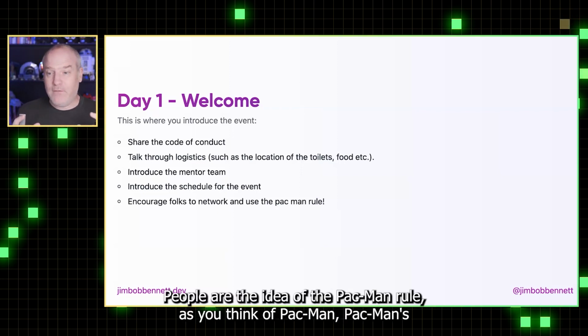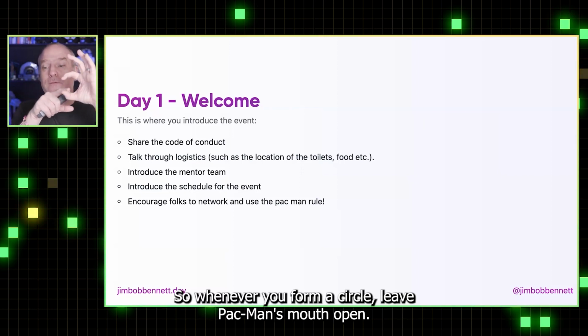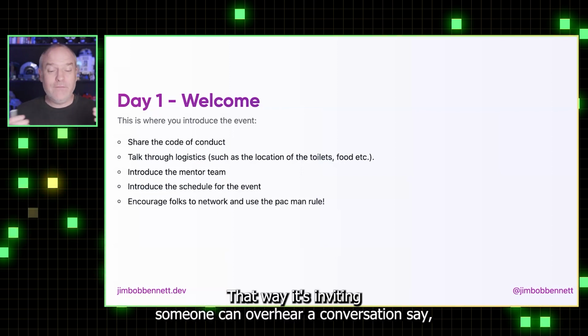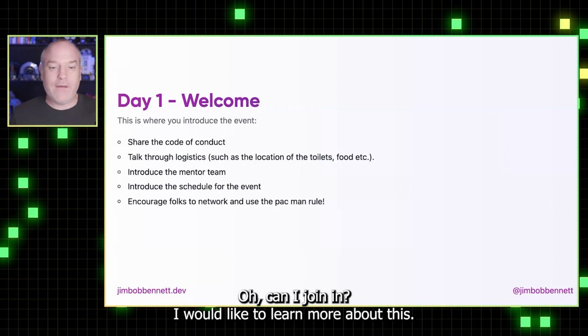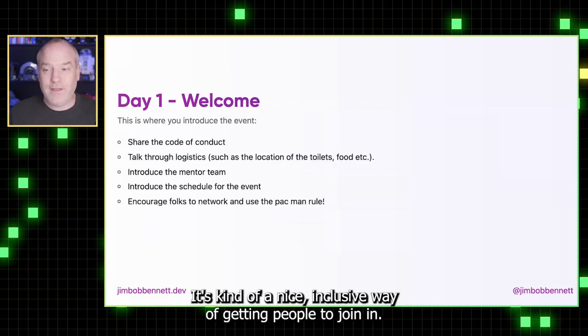The idea of the Pac-Man rule is, you think of Pac-Man's mouth being open. So whenever you form a circle, leave Pac-Man's mouth open. Leave at least one space in the circle for someone to join. That way it's inviting. Someone can overhear a conversation and say, oh, can I join in? I would like to learn more about this. And as soon as they join in, you expand the circle and reopen Pac-Man's mouth. It's a nice inclusive way of getting people to join in.